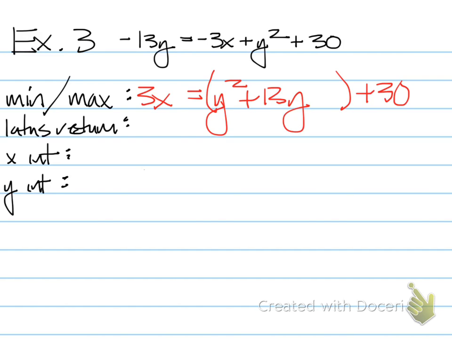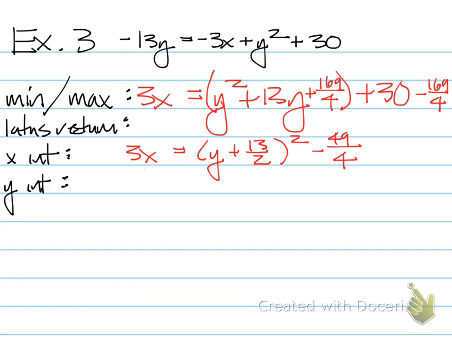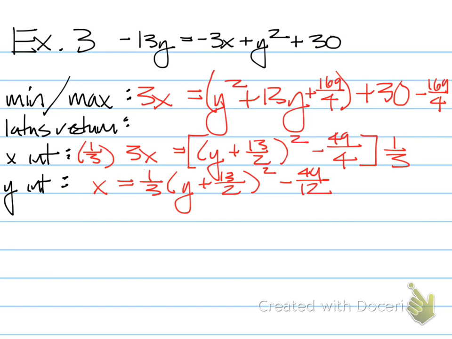Alright, so we're going to set the whole thing equal to x and divide everything by 3. What will complete the square is half of 13 squared, which is going to be 169 over 4. Since we're adding 169 over 4 to the right side, we also have to subtract 169 over 4. Then divide everything by 3, and we get the equation written in vertex form.